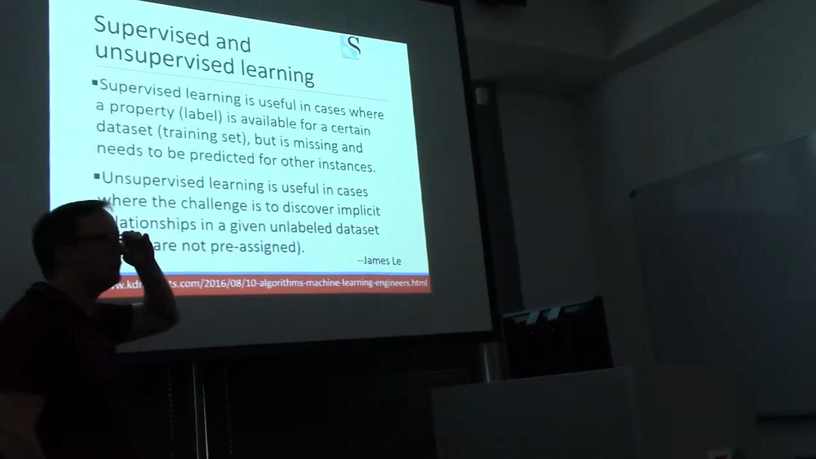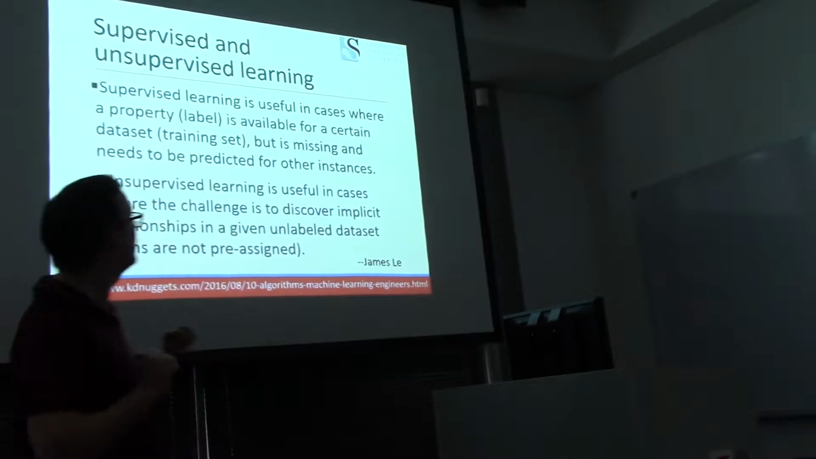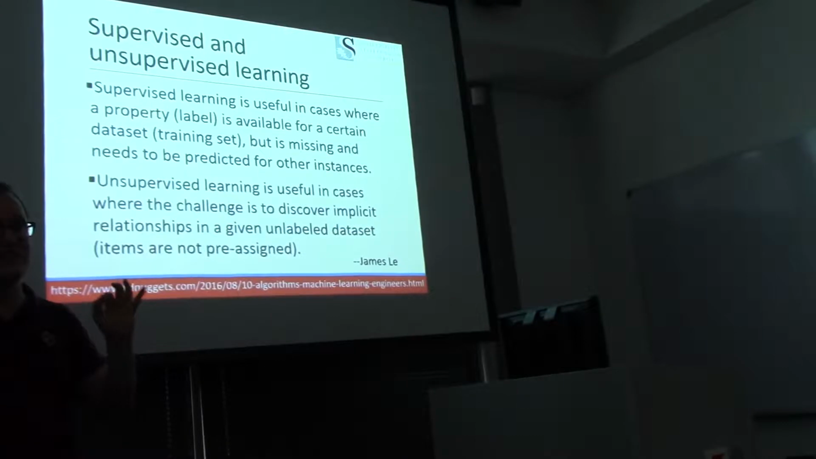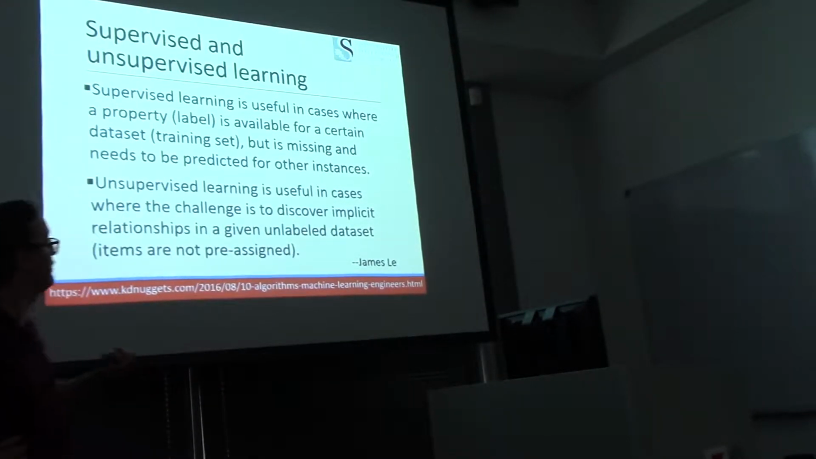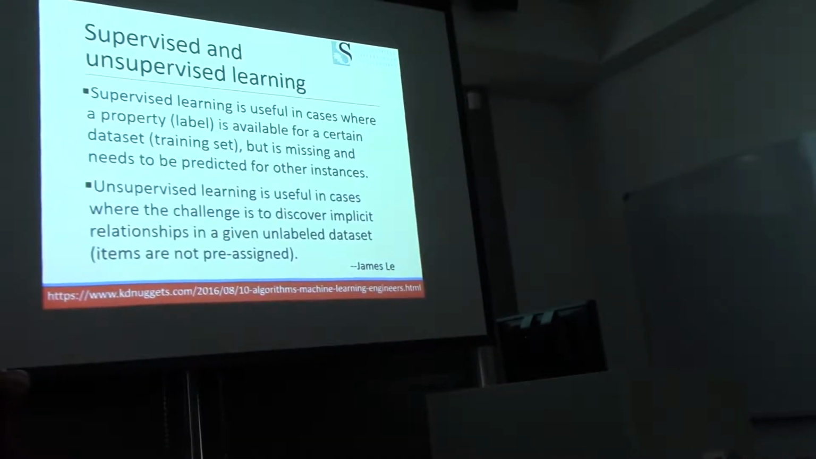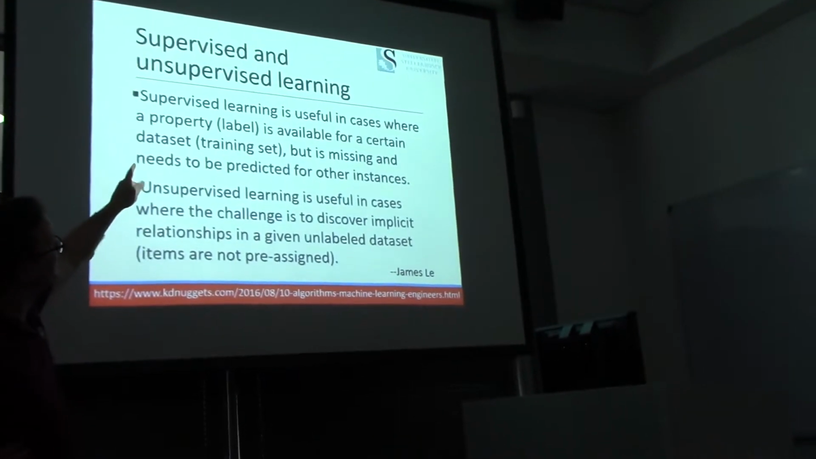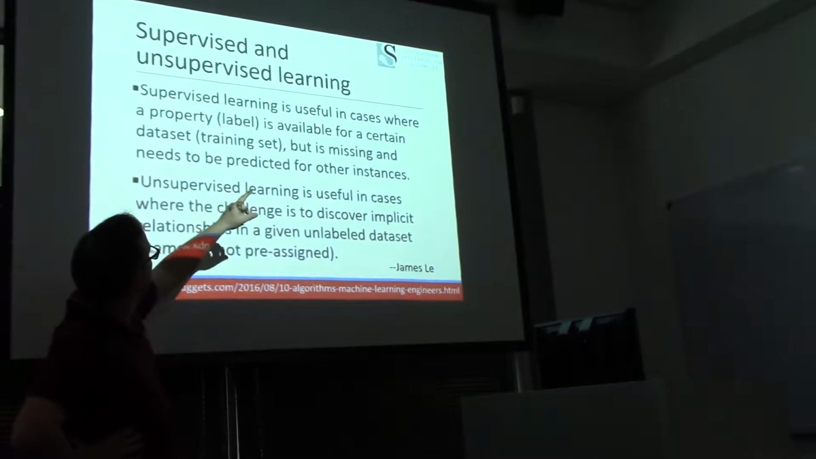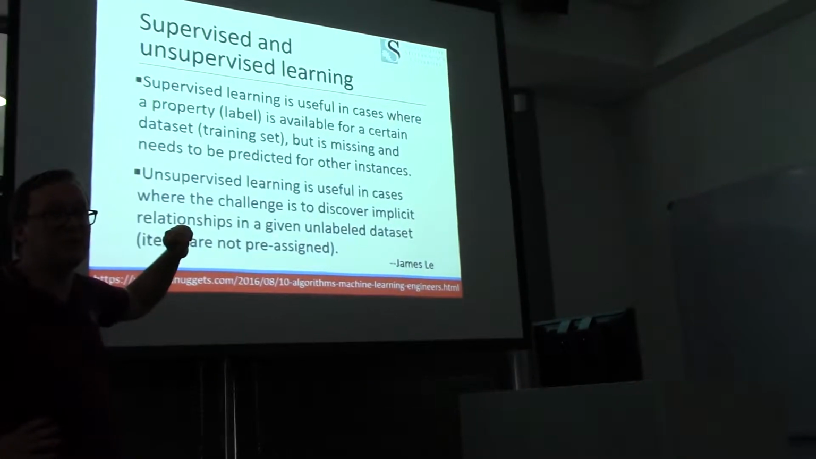So let's start with this distinction between supervised and unsupervised learning. Okay? Now, I've pulled a lot of this from this blog post, and I thought that he had one of the most succinct explanations to work with on what supervised and unsupervised machine learning represent. So at this top we see supervised learning is useful in cases where a property, a label's an important term to have certainly, is available for a certain data set. It's a training set in this case. But in other instances, those labels are missing.